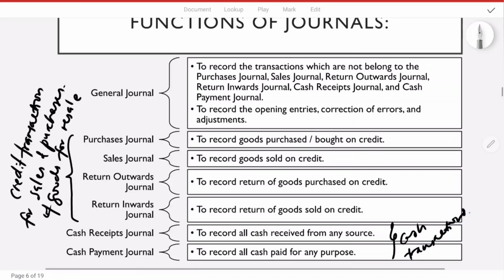Other than these 6 journals, if you are not sure where to put an item, only then do you record it in the general journal. It records transactions which do not belong to the purchase journal, sales journal, return outwards journal, return inwards journal, cash receipt journal, or cash payment journal. The general journal is also used to record the opening entry, any correction of error, and adjustments at the end of the year. That is the purpose of the general journal.